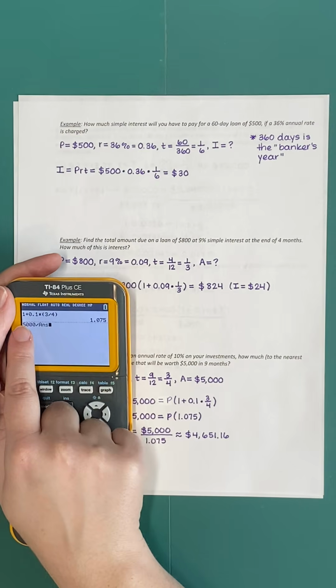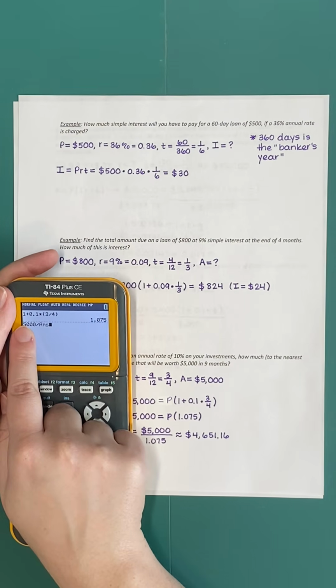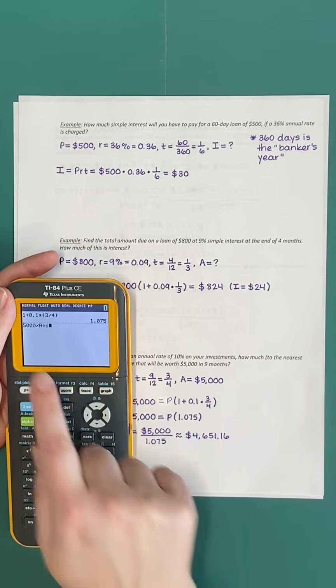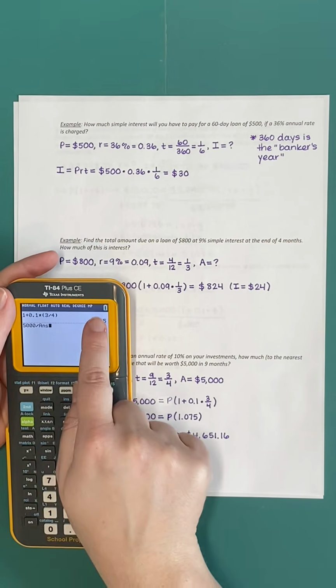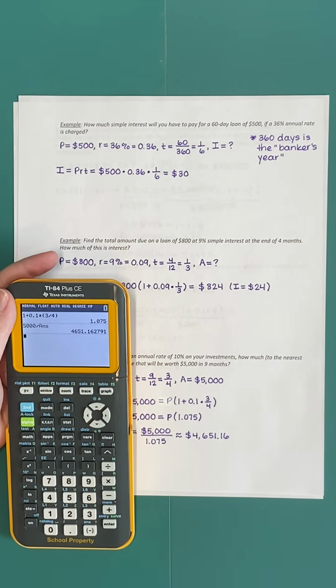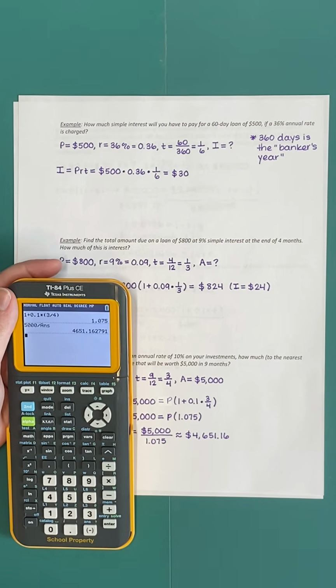So what we're now doing is we're taking $5,000 and we're dividing by 1.075, but we're dividing by it based on the fact that it was the answer from the previous line. That's going to keep us from having to retype anything or from doing any actual copy and paste operation. And so I'm going to hit enter, and that's going to be the value I want.